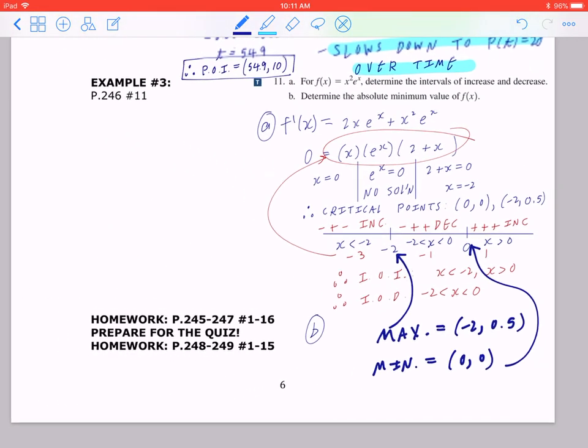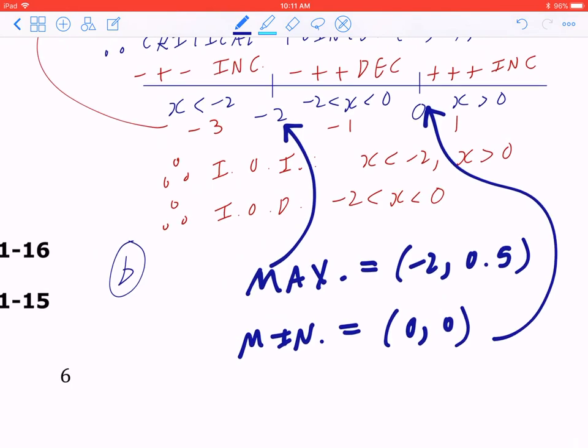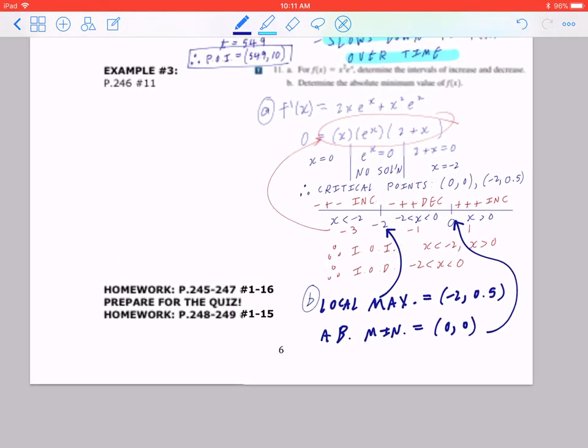Now, the question is asking for the absolute minimum. And if you graph this and you go through the whole algorithm, you would discover that the absolute minimum is going to be 0, 0. Now, they didn't ask for the maximum, I know, but if you really go through the whole process, it turns out to be a local maximum at -2 and 0.5, and an absolute minimum at 0, 0. So that is example number 3.